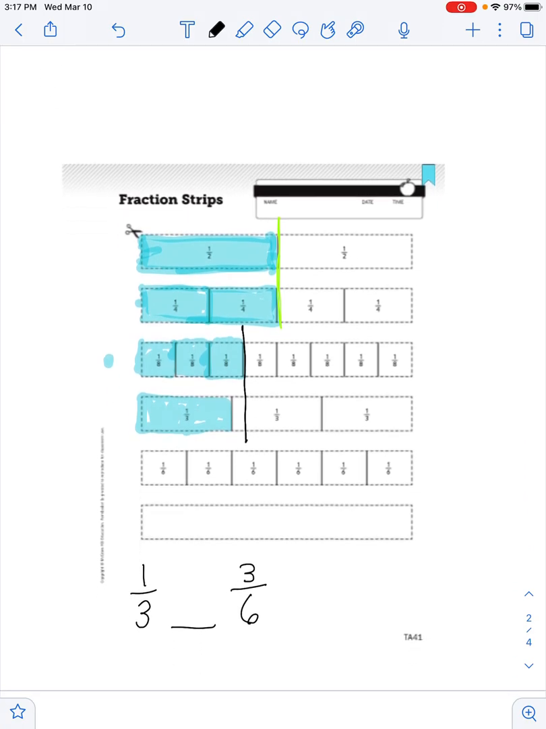Oh, we have one more. Okay, 1/3 compared to 3/6. So I already have my 1/3 shaded in. And now I just need to fill in 3 of these 1/6 lines. Do you know which one is going to be bigger or smaller? Which one do you think? We're comparing 1/3 to 3/6. Clearly, the 3/6 is bigger than that 1/3. So weirdly, all of my answers have been the less than symbol.